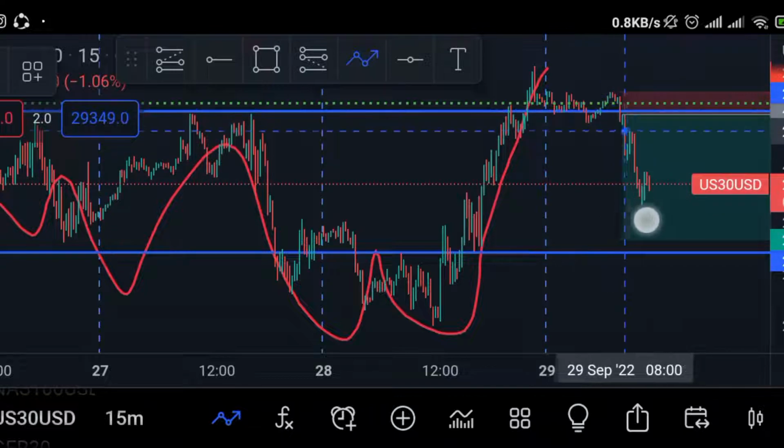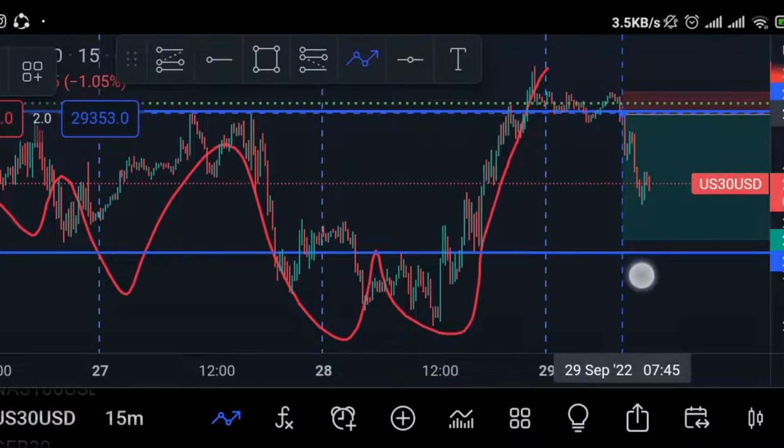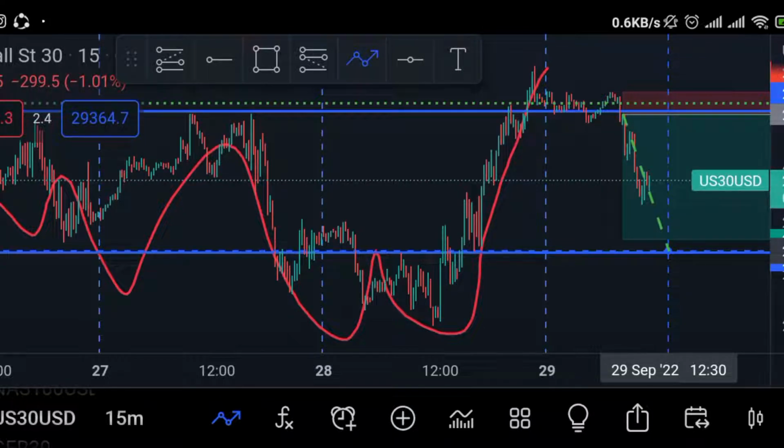But in this case it broke below. Simple as that. I won't go too much into the strategy, because obviously, other people paid for this.